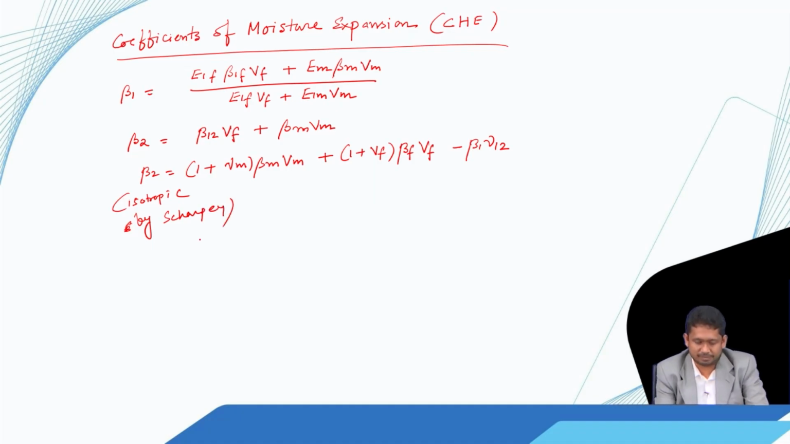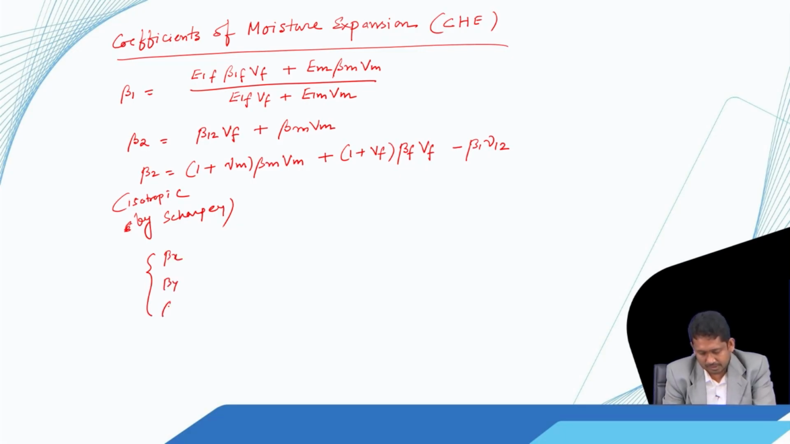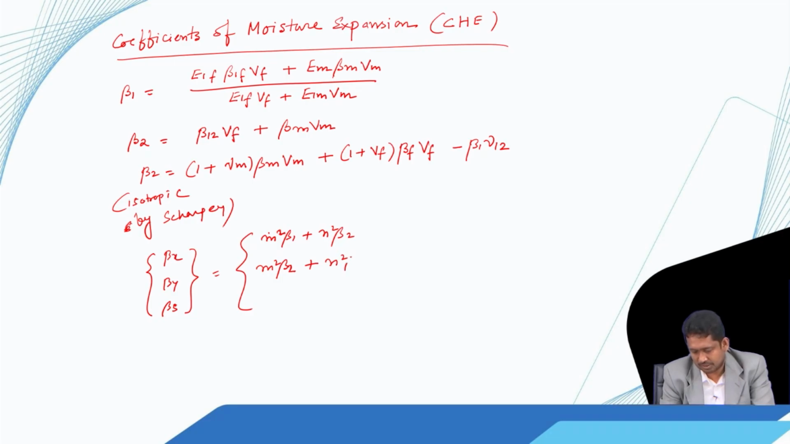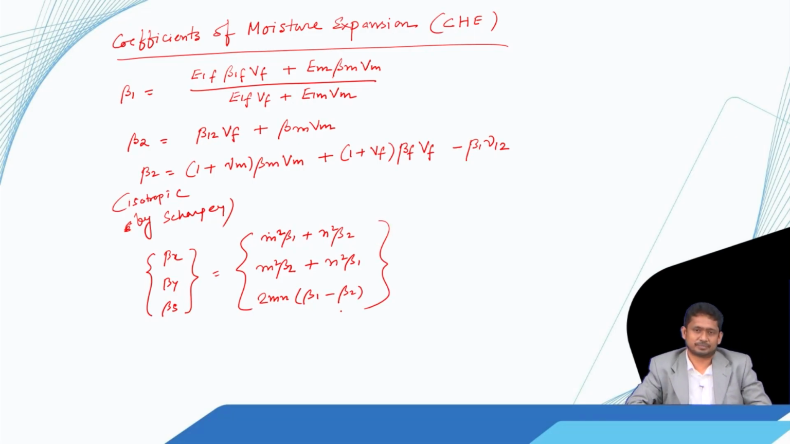If I look at the expansion coefficients, they follow the same rule. So, beta x is equal to m square beta 1 plus n square beta 2, beta y is equal to n square beta 1 plus m square beta 2, and beta s is equal to 2mn into beta 1 minus beta 2, the same transformation relation.